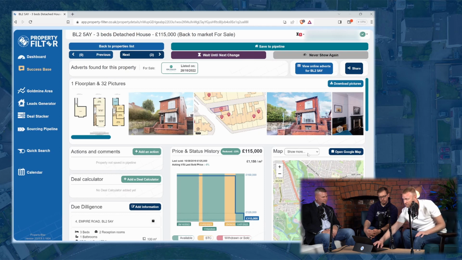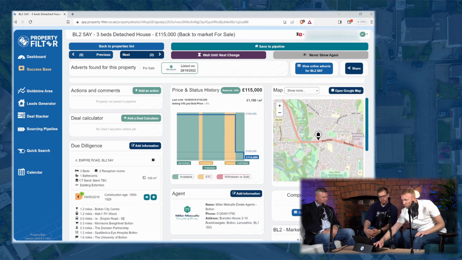Also, the price status and history here, we can see that it was originally on the market for 150. It was subject to contract twice. So it's had 2 sales fall through, and now it's at £115,000. So for that reason, it's very likely this is a highly motivated seller as well. And that was the first thing that came up on that filter, wasn't it?